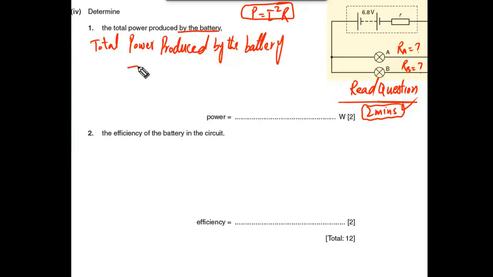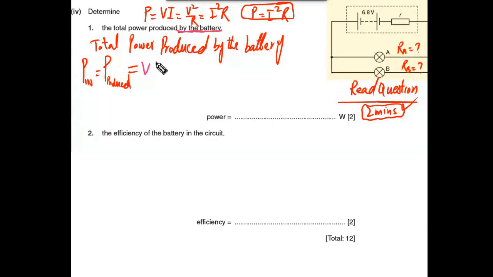So now, the total power produced by the battery. I can say P produced, or another way of saying this is P in, the total input. Now please, if you recall, I have explained to you that P is equal to VI, and P is also equal to V squared over R, and P is also equal to I squared R. In this case, we need to find the power produced by the battery.